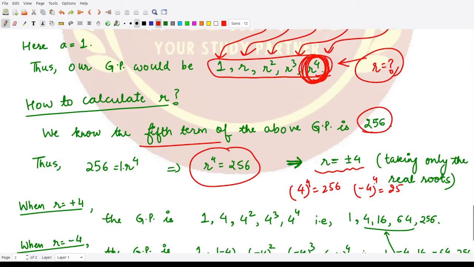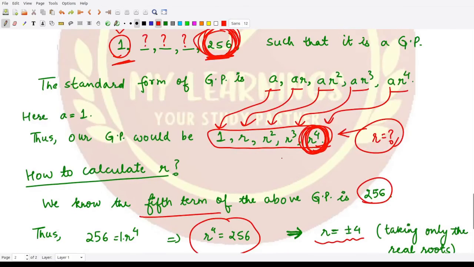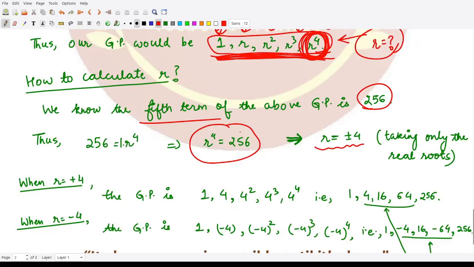Now once you have the value of common ratio r with you, your GP would definitely be obtained by substituting the value of r into all of these terms. Here the first term is 1, and the second term, when r is equal to plus 4, would be 4, then 4 square, 4 cube, 4 raised to power 4. So the answer would be 1, 4, 16, 64 and 256. That means we have inserted these three numbers 4, 16, 64 between the numbers 1 and 256 such that they are in GP. This is the case when r is equal to plus 4.